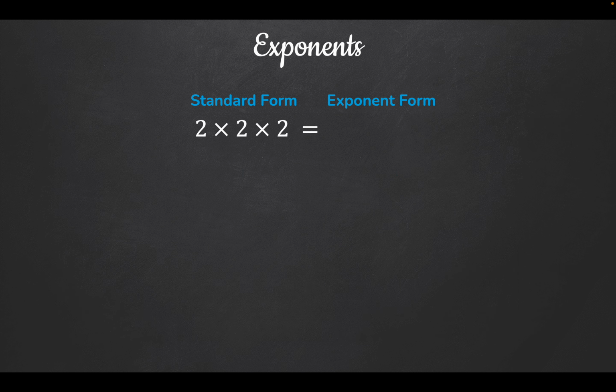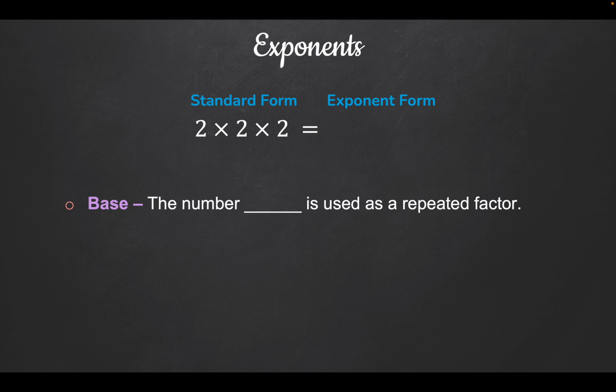So next we have 2 times 2 times 2. And we're going to take that and write it in exponent form. So first let's talk about the base. The base is the number blank that is being used as a repeated factor. So in this case, we notice that 2 is being used as a repeated factor because it's the number that keeps multiplying by itself. So our base is 2. So we're going to write that down.